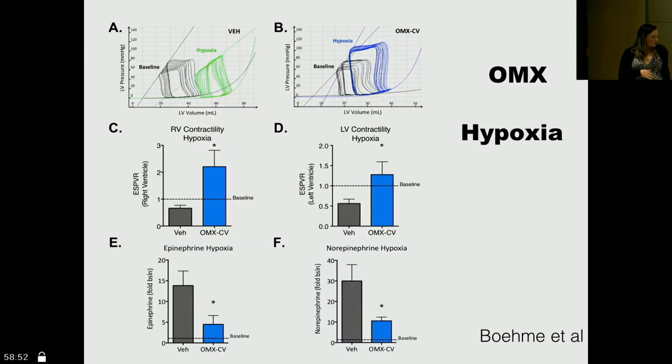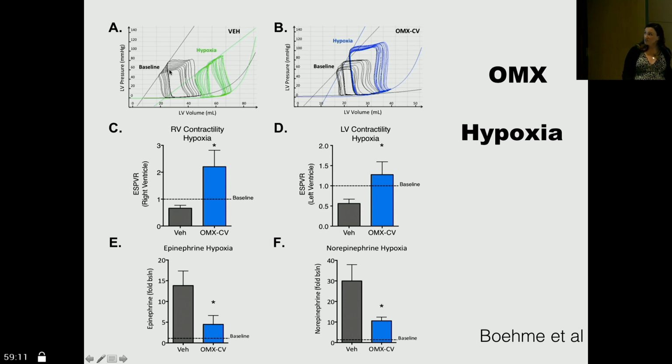And so a paper that's in press now, we did an experiment where we subjected lambs to hypoxia, so 10% FiO2. And we found that in animals given this molecule, at 1 hour they had preserved systolic function of both their RV and their LV. And you can see example loops here.